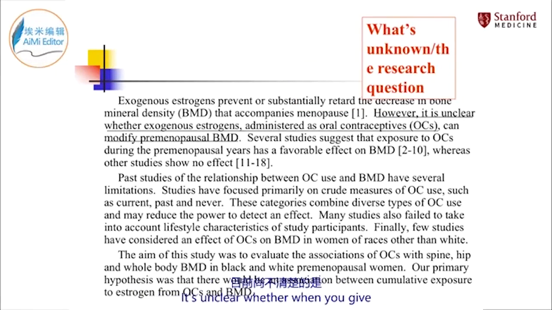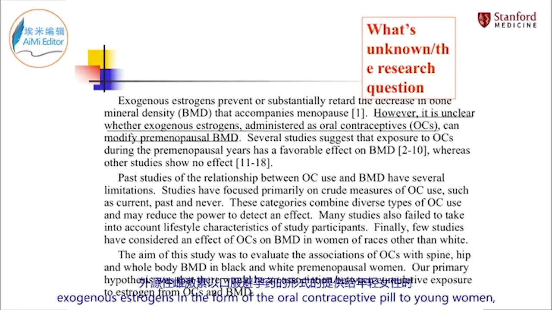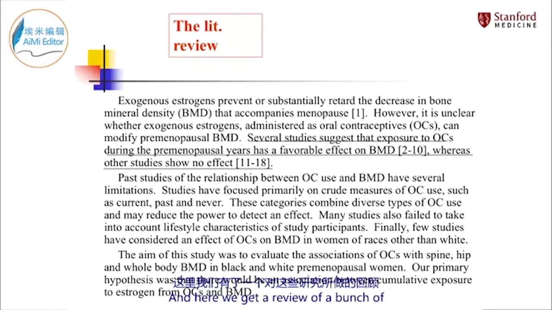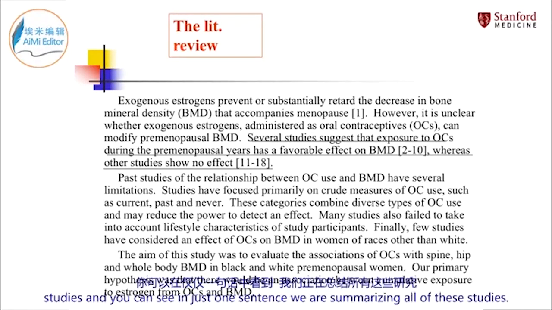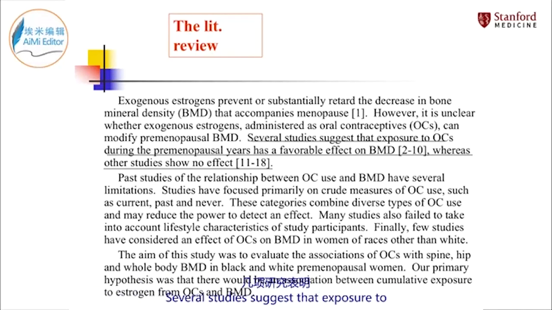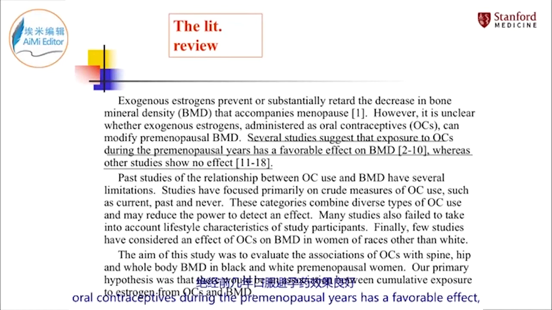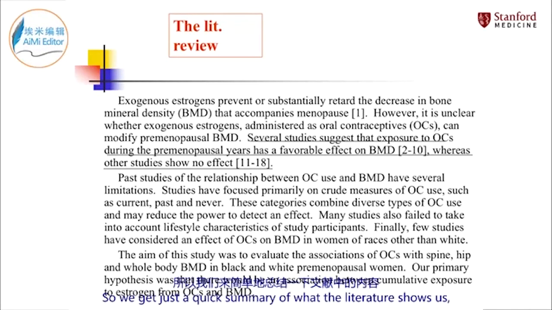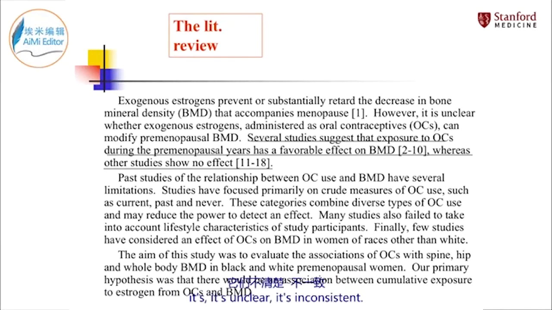It's unclear whether when you give exogenous estrogens in the form of the oral contraceptive pill to young women, it's unclear whether that affects their bone density. And here we get a review of a bunch of studies, and you can see in just one sentence we are summarizing all of these studies. Several studies suggest that exposure to oral contraceptives during the premenopausal years has a favorable effect, increases bone mineral density, and other studies show no effect. So we get just a quick summary of what the literature shows us. It's unclear, it's inconsistent. Some studies do show an effect, an increase in bone density, but a lot of studies also show no effect.